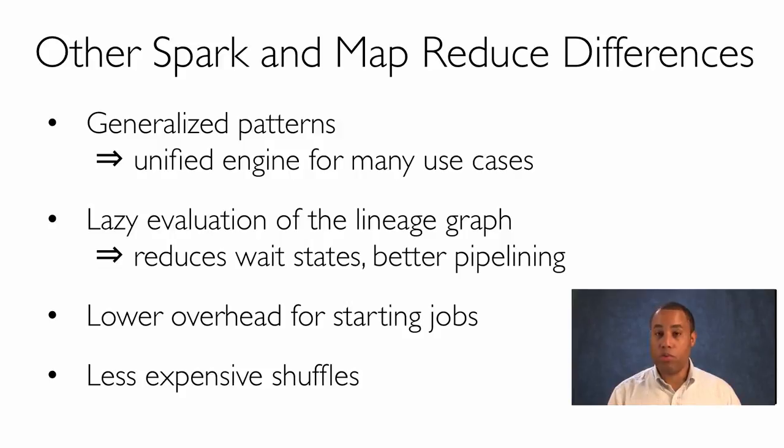Other differences between Spark and MapReduce include Spark having support for generalized patterns. It has a unified engine that supports many different kinds of programming use cases. Spark also supports lazy evaluation of the lineage graph, which leads to reduced wait states and better pipelining. Spark also has lower overhead for starting jobs and less expensive shuffles.